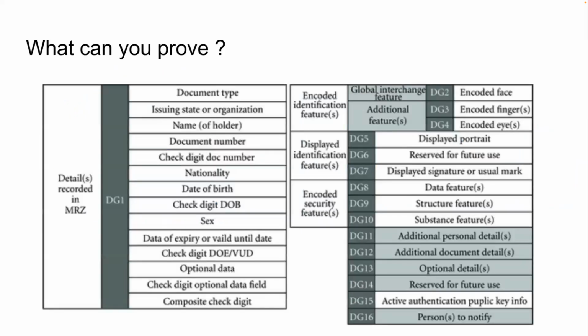So what can you prove? Inside the chip of the passports, you've got multiple DG files, DG1 up to DG16, and here is all of the data that's inside. Most of what's interesting to us is DG1, which has the MRZ, and the MRZ is what you have here. It's most of the most important information, for instance the name and the date of birth, and a few other things. We can also get the photo of the face, which is DG2.